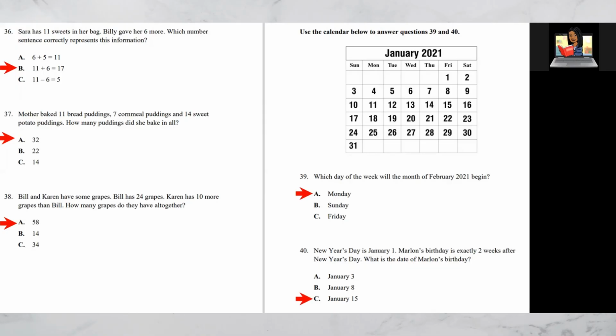All right? And then the last question, New Year's Day is January 1. Marlon's birthday is exactly 2 weeks after New Year's Day. What is the date of Marlon's birthday? So there's more than one way to do this. You can just put your finger on the 1, New Year's Day, go down, that's 1 week. Go down again, that's 2 weeks. So Marlon's birthday would be January 14. Or you know that 2 weeks is equal to 14 days. 1 plus 14 equals 15.